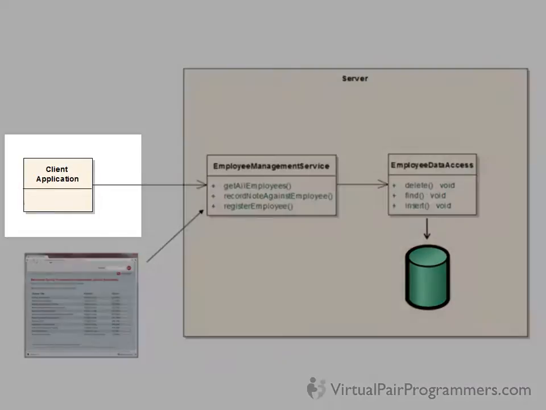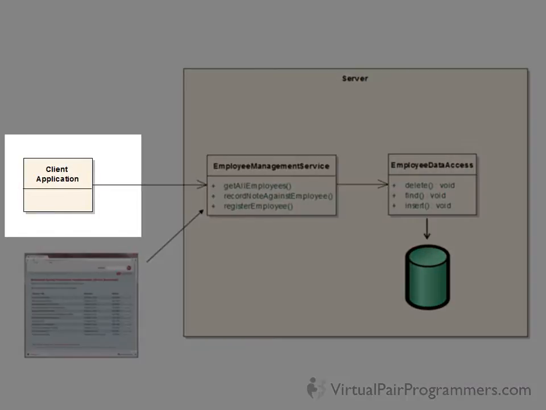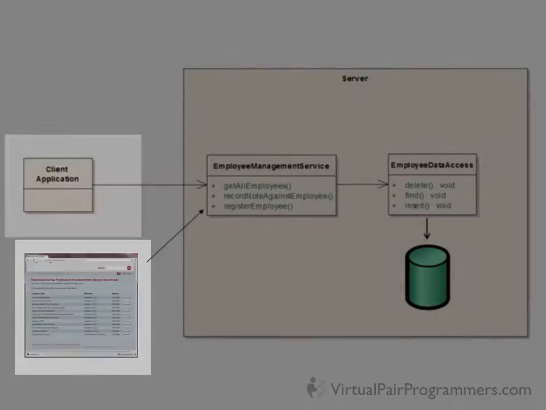We have a client tier, which for us so far has been a very basic standalone Java application running off the server. We've been using remote method invocation to prove that we can make network calls to the server. But in later chapters, we'll be changing this for the more common web front end.